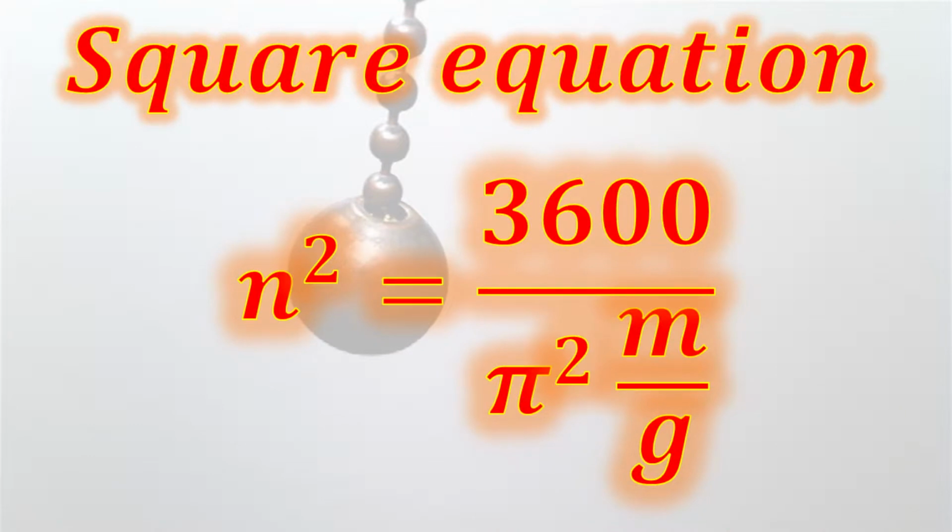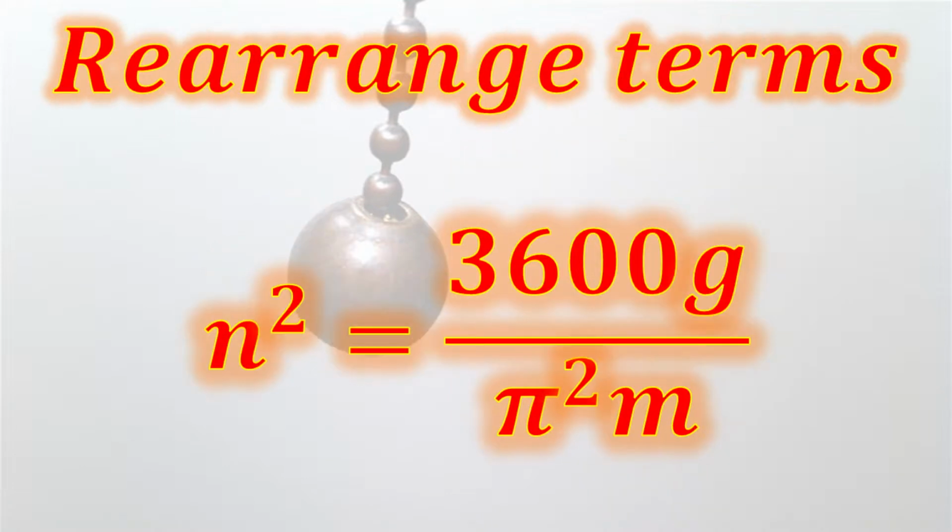So that gives us n squared equals 3600 over pi squared, and now I have replaced my L with M over G. A little bit of algebra later, we're going to go ahead and rearrange some terms. If you don't know exactly what I did there, you might want to look up Professor Beeson's videos. He has real good algebra videos, and you'll be able to find out what I did there. So nonetheless, I do have my beat rate squared equaling 3600 times gravity over pi squared times meters.